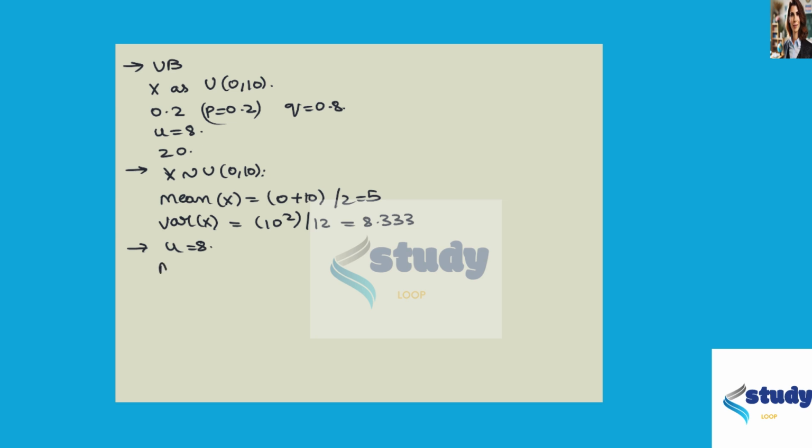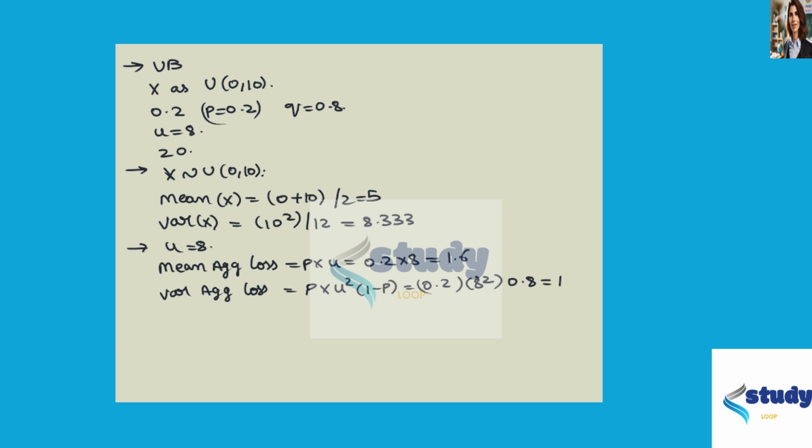So the mean aggregate loss is equal to P into U, which is 0.2 into 8, which is equal to 1.6. And next, the variance of aggregate loss is equal to P into U squared into (1 minus P), which is equal to 0.2 into 8 squared into 0.8, which is equal to 10.24.